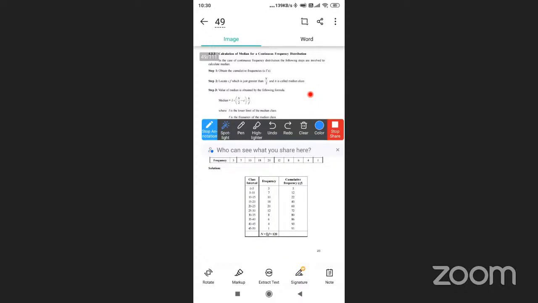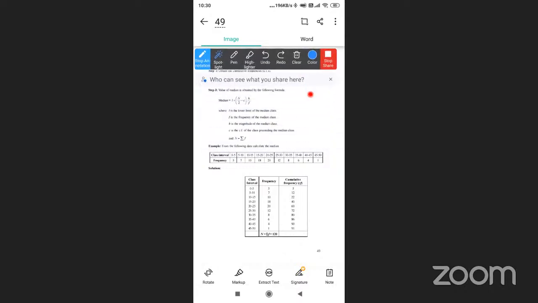Third, the value of median is obtained by the following formula: median equals L plus (N by 2 minus C) into H by F, where L is the lower limit of the median class, F is the frequency of the median class, H is the magnitude or width or size of the median class, C is the cumulative frequency of the class preceding the median class, and N equals sigma F. Clear?